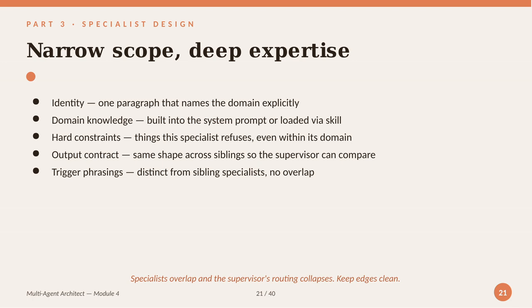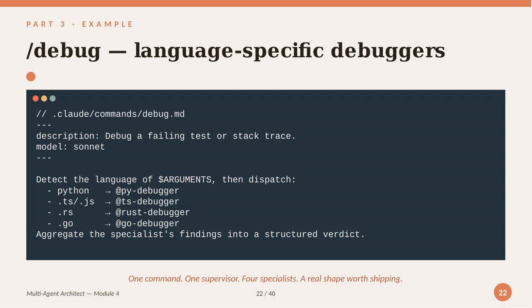Output contract. Same shape across siblings. Verdict, issues, summary. This matters because the supervisor needs to compare and combine specialist returns. If they all return different shapes, the supervisor's job becomes adapter work instead of routing work. Trigger phrasings. Distinct from sibling specialists. Zero overlap. If the Python specialist and the TypeScript specialist both trigger on the word function, your routing collapses.